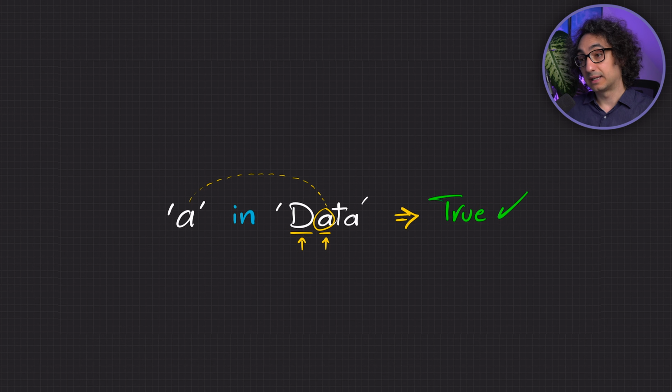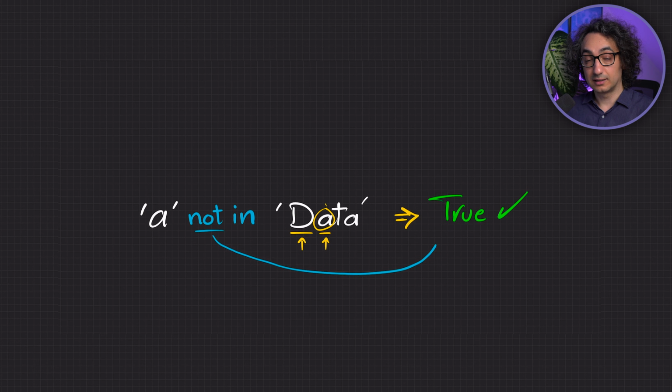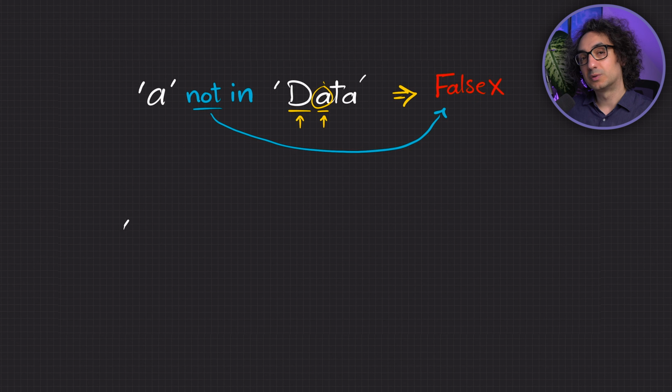Now sometimes we want to check whether it's not inside the data. So we use the operator not just before the in. So again, it's easy in English. Is A not in data? Well, it is false. So the not operator is gonna go and switch the reality of the output. Instead of true, you will get false.